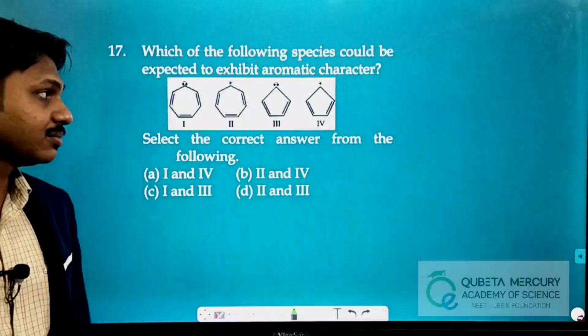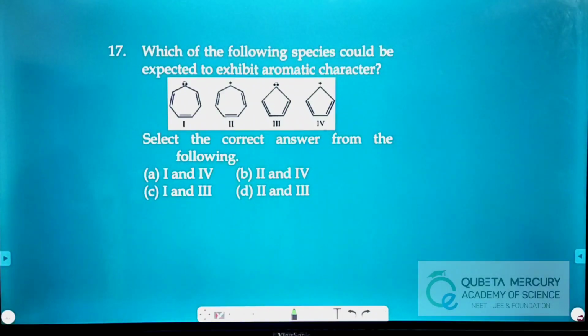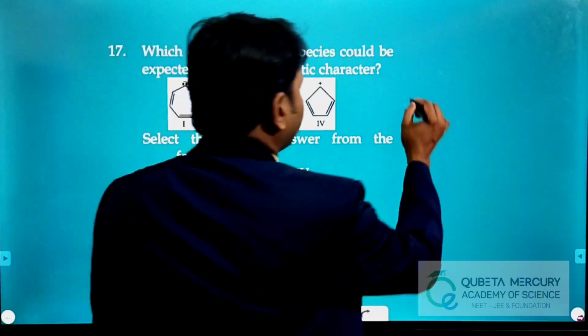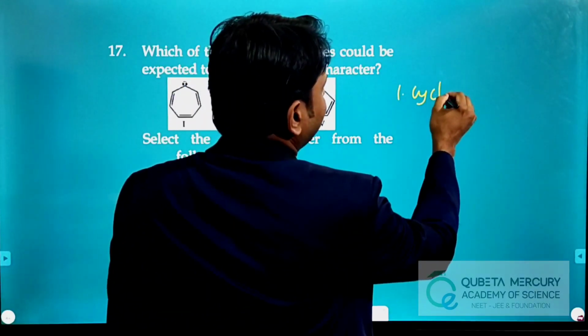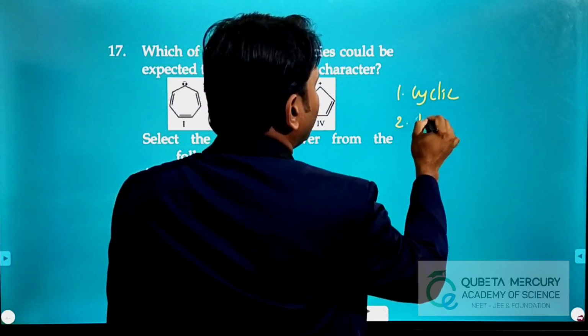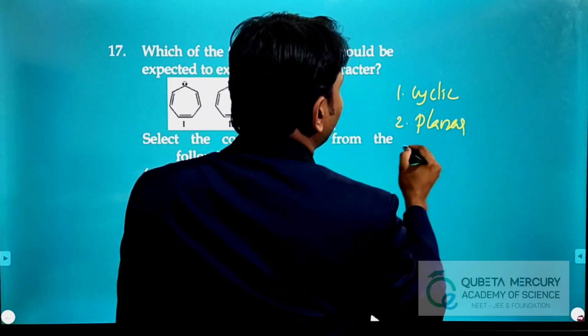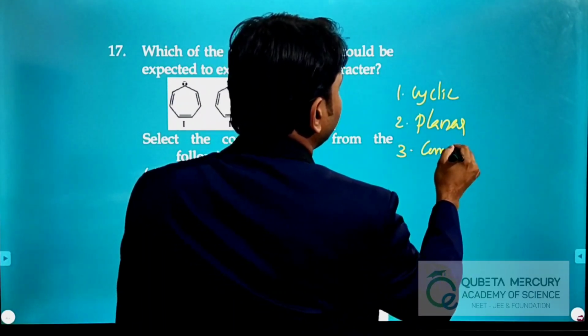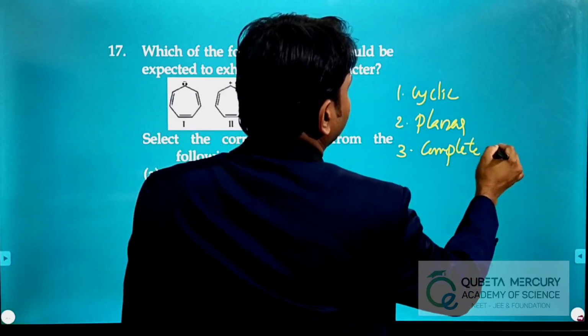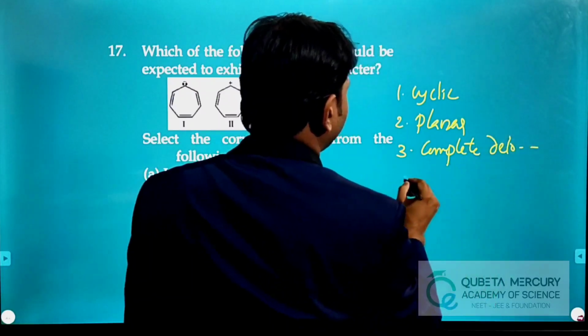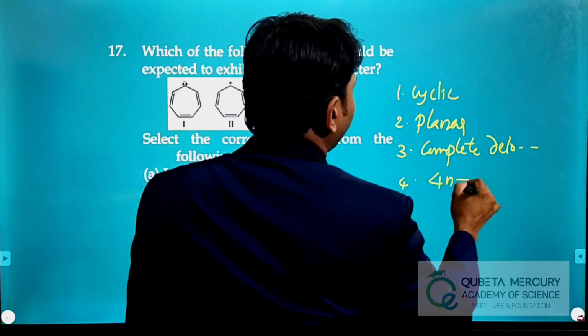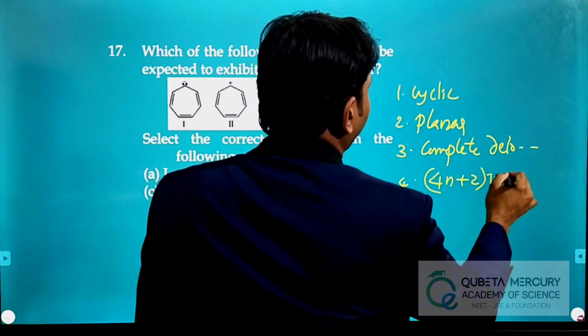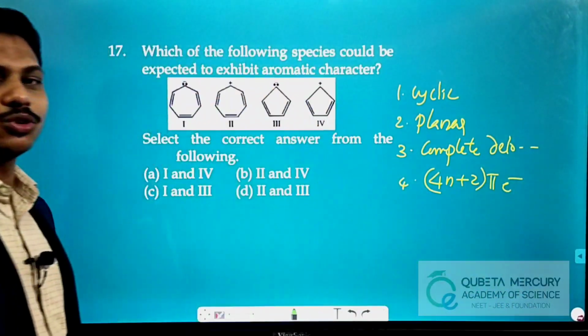Moving on. Which of the following species could be expected to exhibit aromatic character? For aromatic character, the molecule should be cyclic. The molecule should have planar geometry. The molecule should have complete delocalization of pi electrons. The molecule should obey the 4n plus 2 pi electron rule, 4n plus 2 pi electrons.